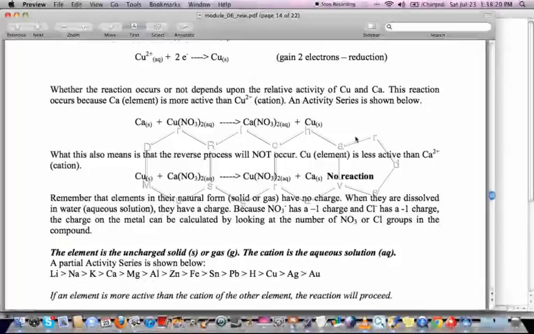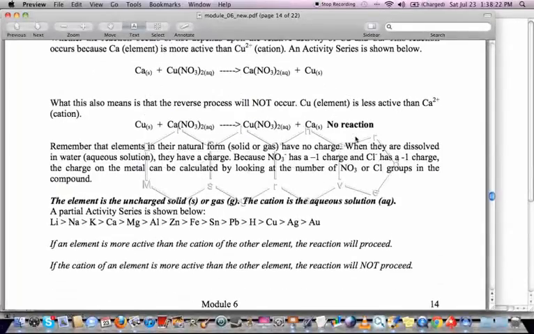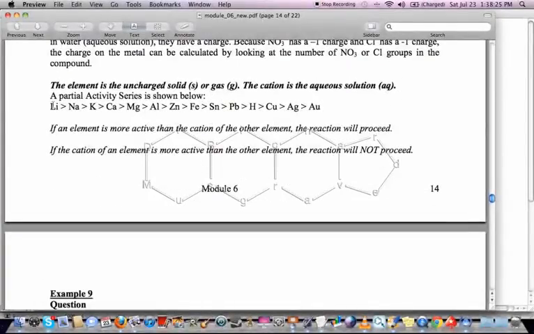Alright, so how can we predict whether these reactions are going to occur? Well, we can predict whether a reaction will occur based on what's called the activity series. And this activity series is based on standard reduction potentials and the amount of voltage given out by certain reactions. And it turns out that any element will react with any cation that happens to be below it on the activity series. And the reverse is true as well. If a cation is above the metal on the reactivity series, then the reaction will not occur.